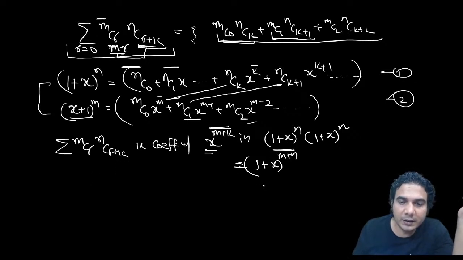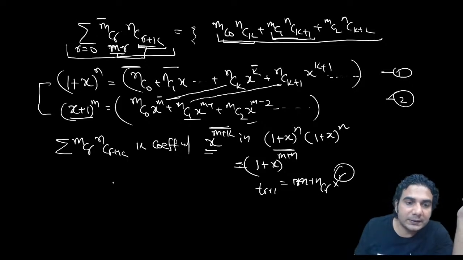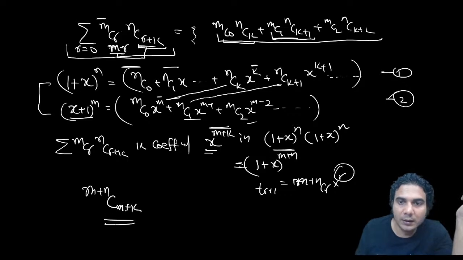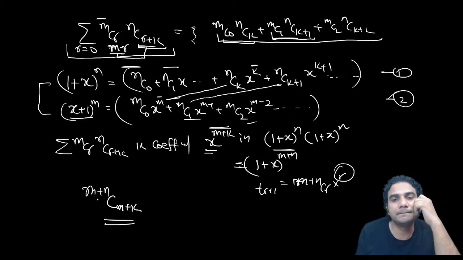In this general term, if you write T(r plus 1), that is going to be (m plus n)Cr x raised to r. This r is nothing but m plus k. So your answer is (m plus n)C(m plus k). What was required? m plus k. So m plus k. All right. This is the answer. I hope you got it.